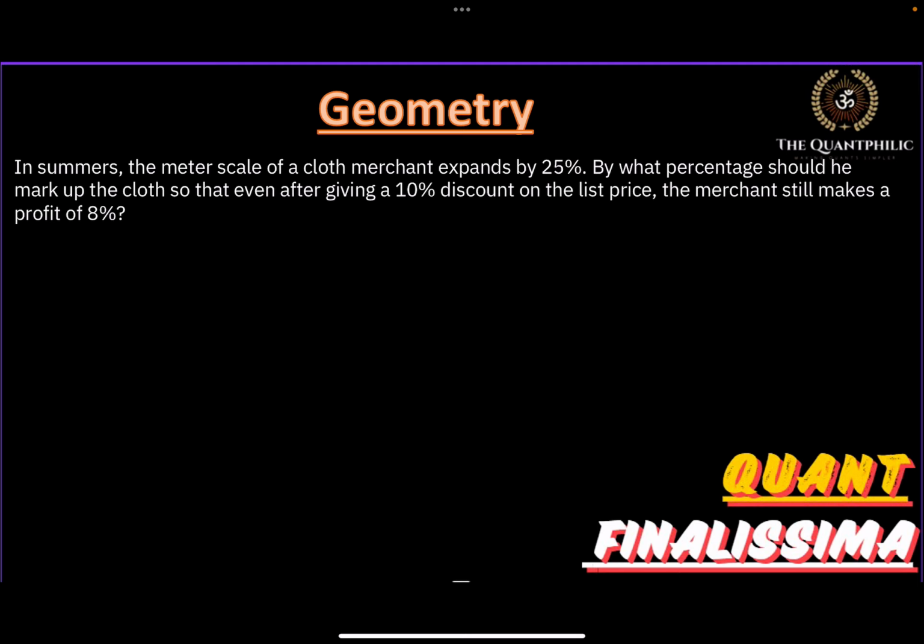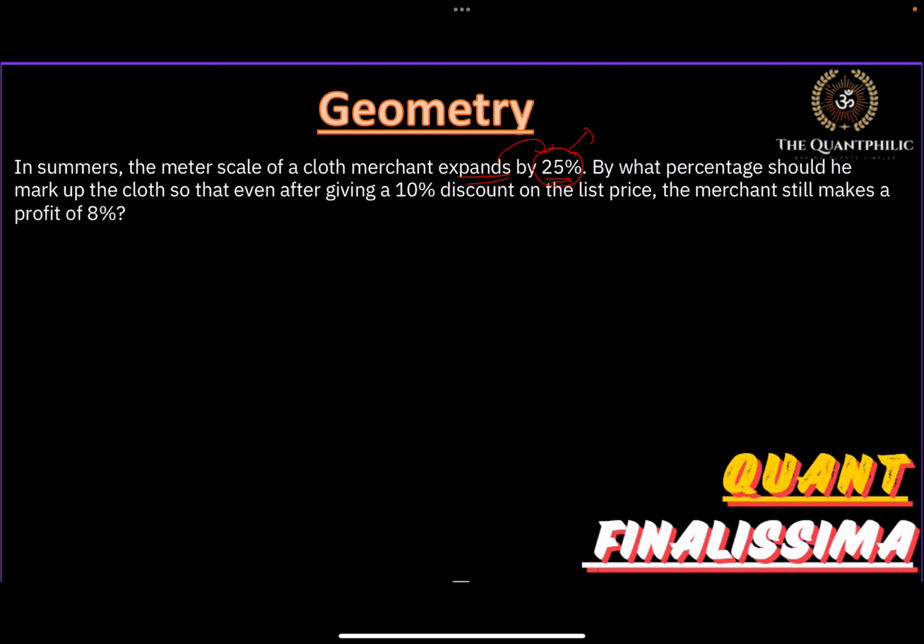The question is: in summers, the meter scale of a cloth merchant expands by 25%. So the scale can expand by 25%. This is a very confusing question, so I will explain pictorially. You will get it better then. By what percentage should he mark up the clothes so that after giving a 10% discount on the listed price, the merchant still makes a profit of this much? From the language of the question, it should be clear that the 25% expansion of the scale is actually a loss for him. I'll explain how.